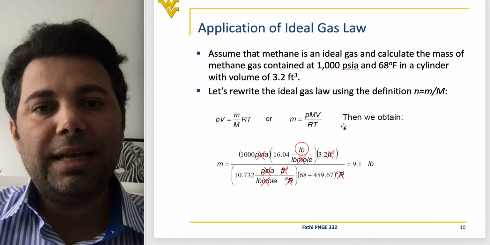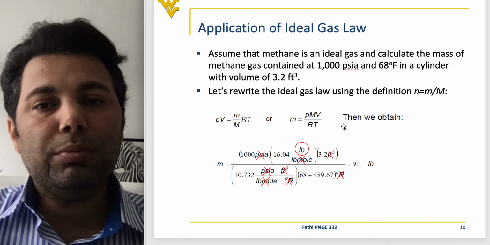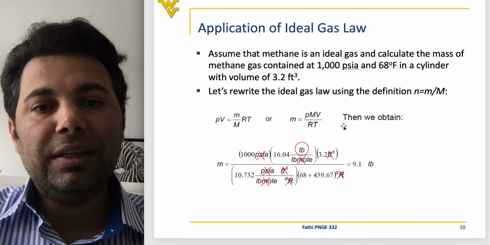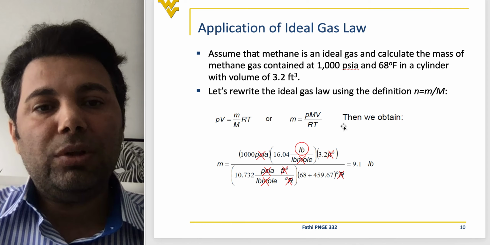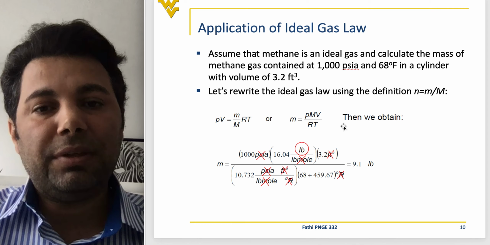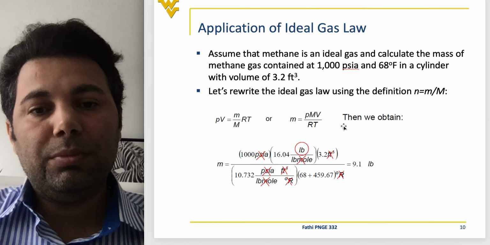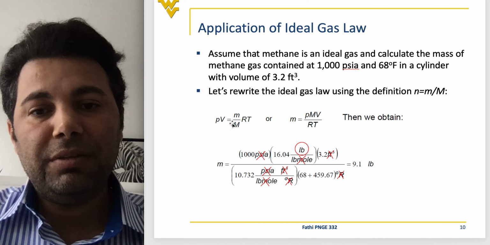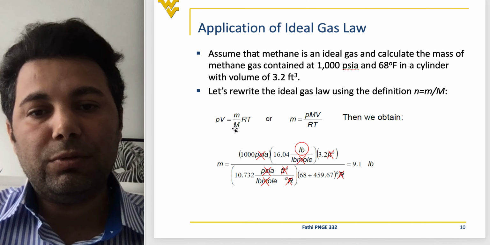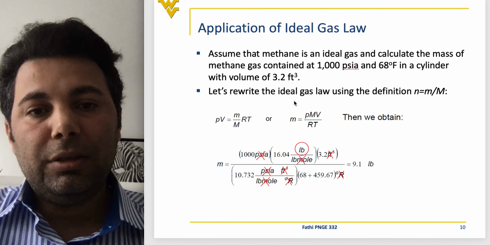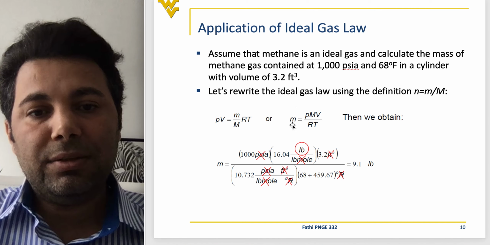So here is an example. It says, assume methane is an ideal gas, find the mass of methane at 1000 psi and 68 degrees Fahrenheit in a cylinder with a 3.2 cubic feet volume. We write the equation of state, PV equal to nRT, or mass over molecular weight times RT. The question asks for m, mass, so mass becomes PMV over RT.